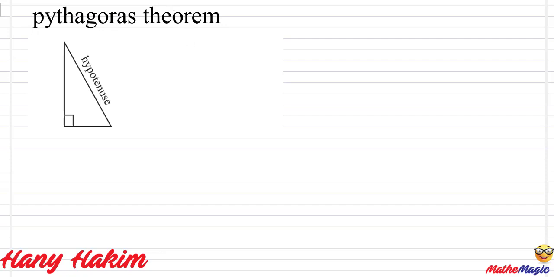Morning. Today we are going to start our session by revising Pythagoras theorem. First, we use Pythagoras theorem in the right angle triangle, and this is a relation between the hypotenuse and the other sides. The hypotenuse is the side opposite to the right angle, and this is the longest side.